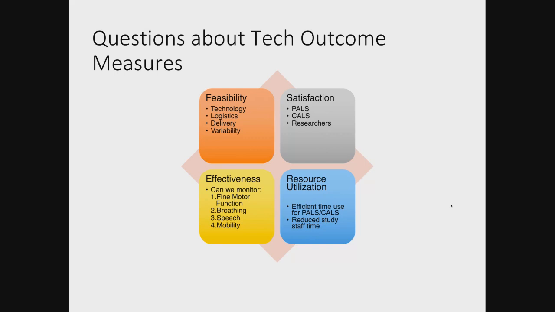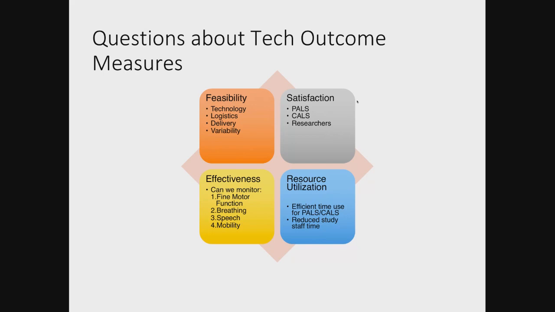What is that user experience for people with ALS and their caregivers? And also, what is the satisfaction on the researcher side? How usable is it for incorporating it into research projects? A third thing is resource utilization. So is it an efficient use of people's time?